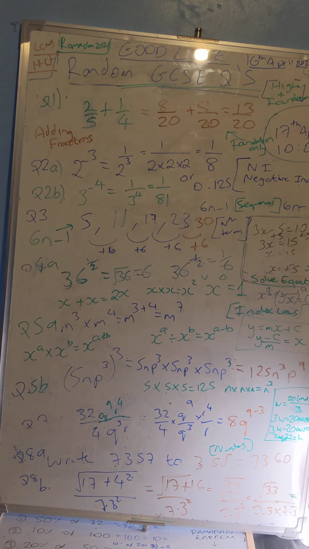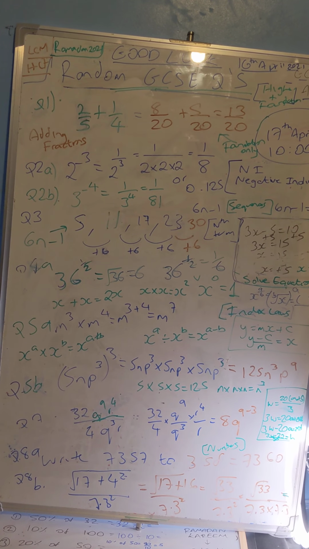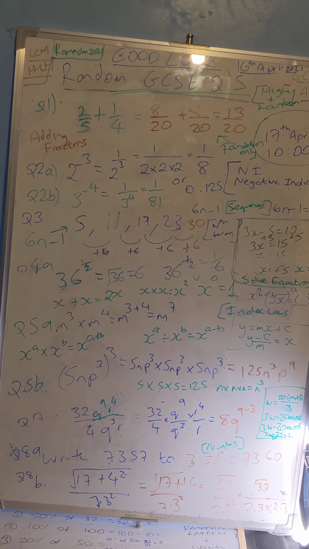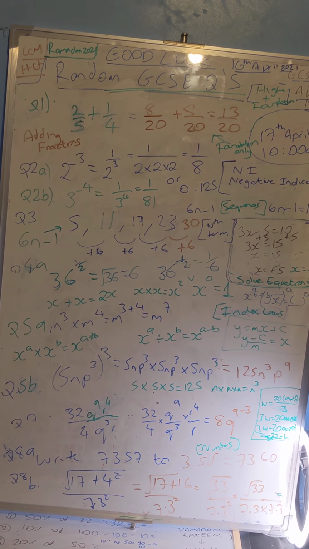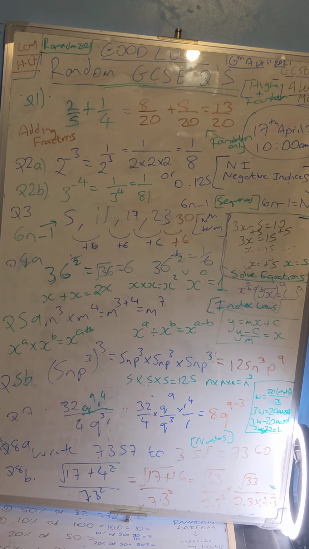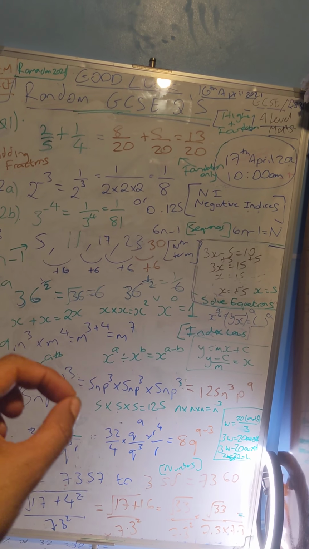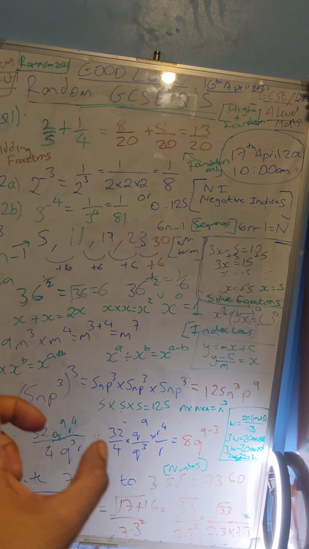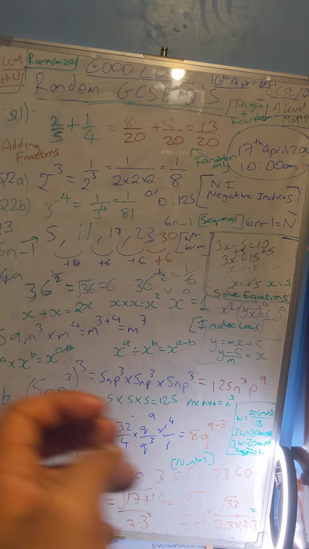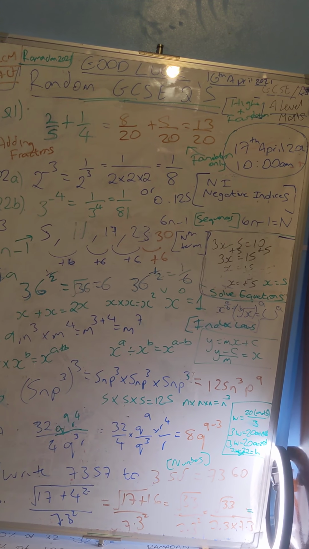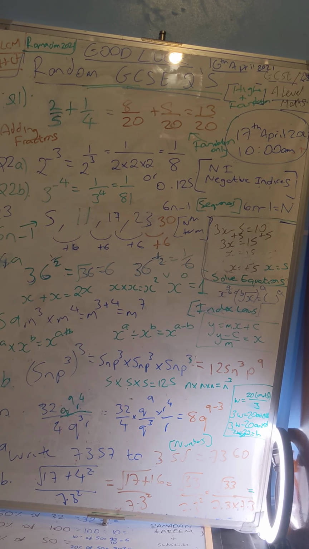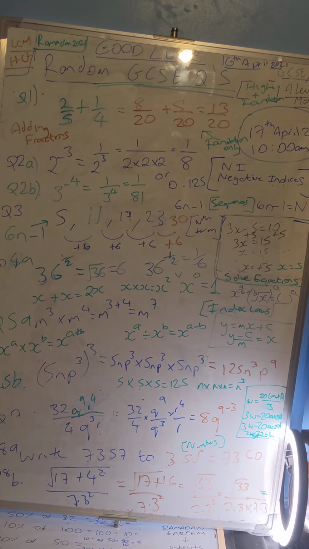Right, guys, question 5b. These questions are from the Edexcel papers. 5np cubed, all to the power of 3. Well, it's going to be 5np cubed times 5np cubed times 5np cubed, which is 5 times 5 times 5, which is 125, guys. n times n times n is n cubed, guys. And p cubed times p cubed times p cubed equals p to the power of 9, guys.